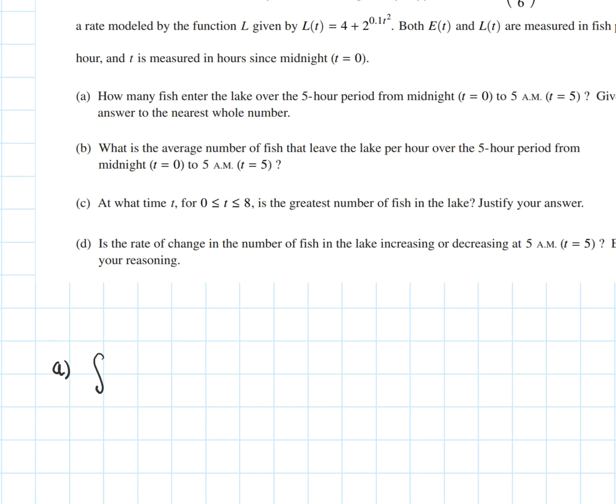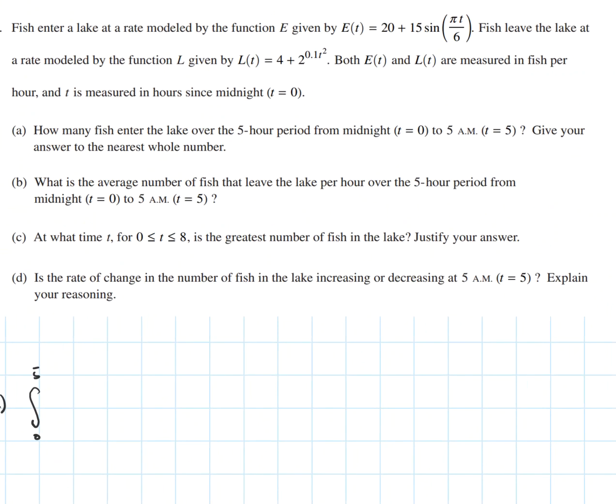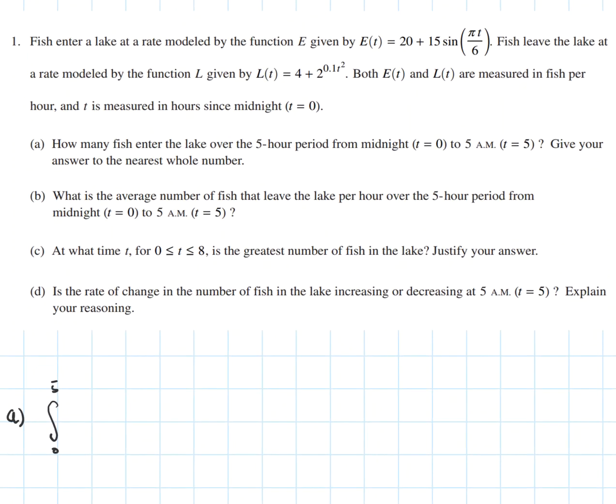Our integral will be from 0 to 5, and it's asking how many fish enter the lake, so that would be given by E of t because that's the rate that fish enter. So we'll do the integral from 0 to 5 of E of t dt, and then we can plug this into the calculator, and we get approximately 153 fish.